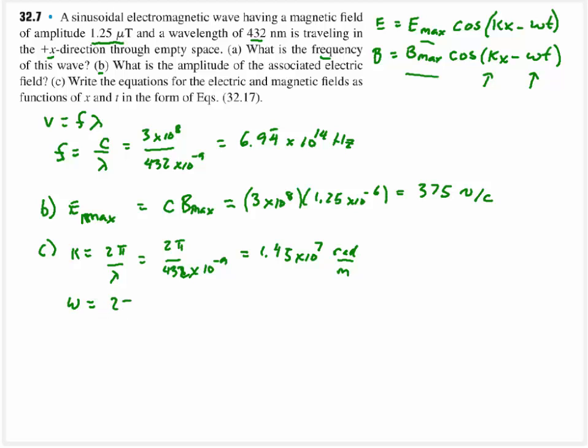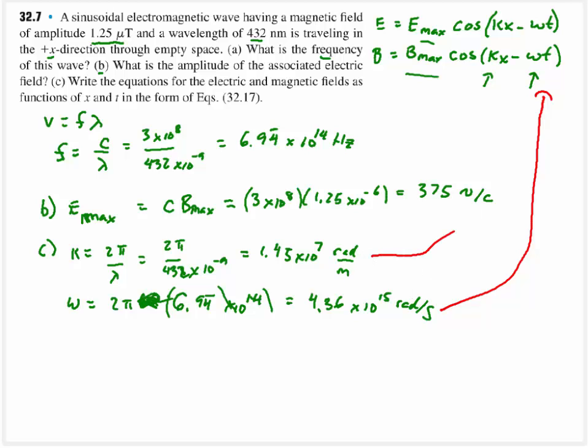And then figure out what omega is going to be. Omega is simply going to be 2 pi multiplied by the frequency, which is 6.94 repeating, times 10 to the 14th. And so I'm going to come up with 4.36 times 10 to the 15th radians per second. And now it's just a simple matter of plugging those in right there, as well as the electric field and then the magnetic field, and I'll save myself from writing that.